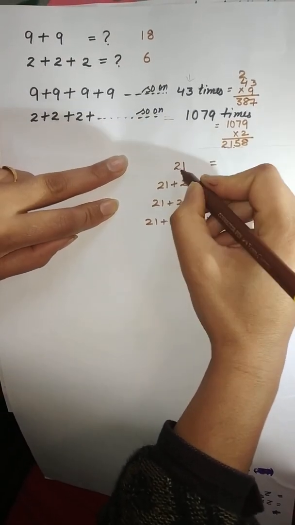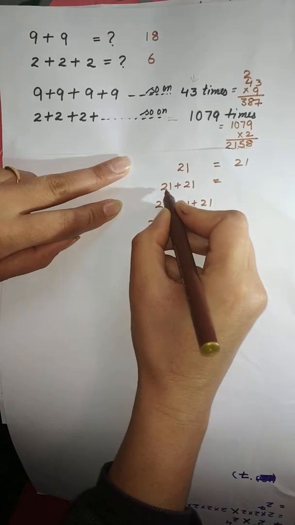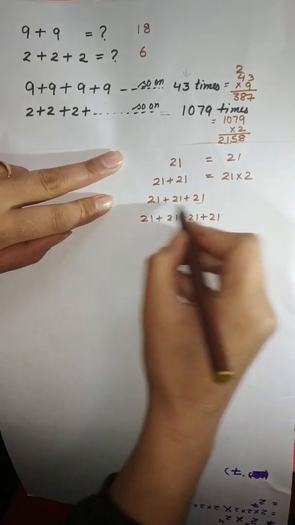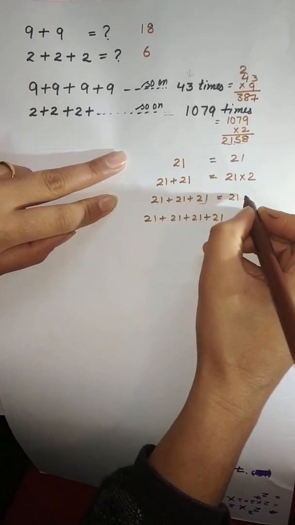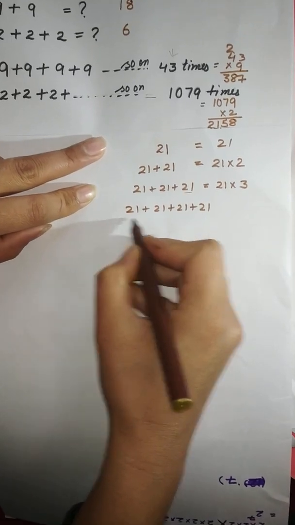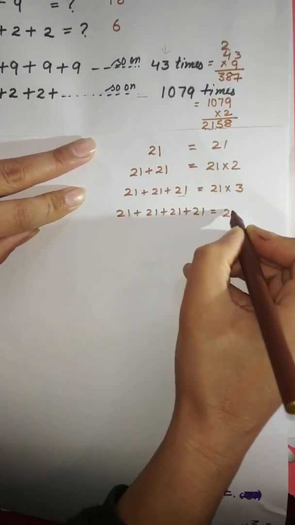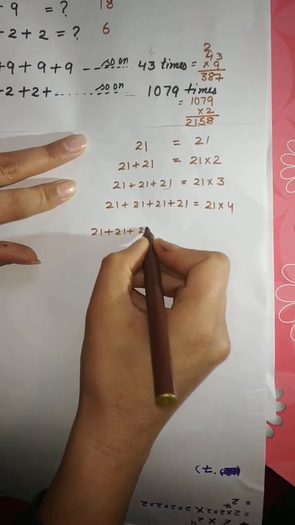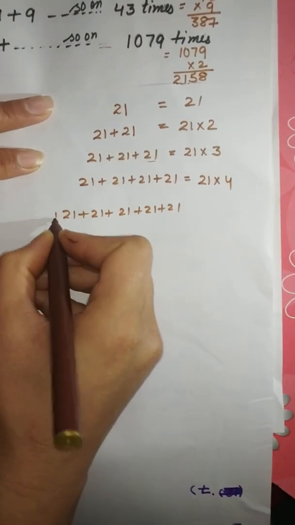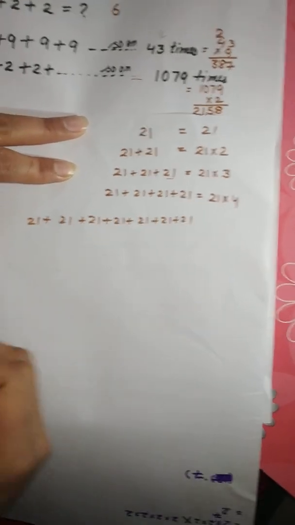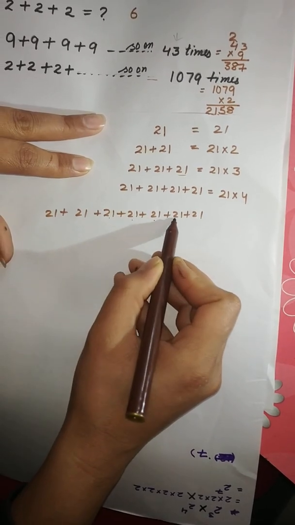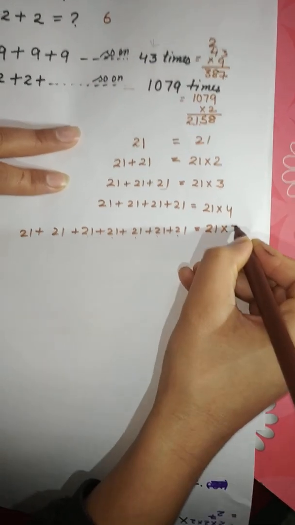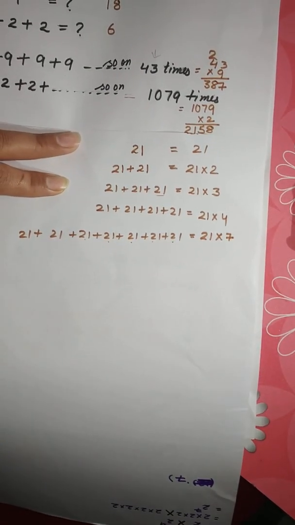So 21 two times, you can either add them up or you can write it like 21 into 2. Either you can add all 3 of them or you can write it like this. Either you can add all 4 of them or you can write it like this. So if I ask you to add these, what you can do, 1 2 3 4 5 6 7. 21 is to be added 7 times. So we can say 7 times 21.